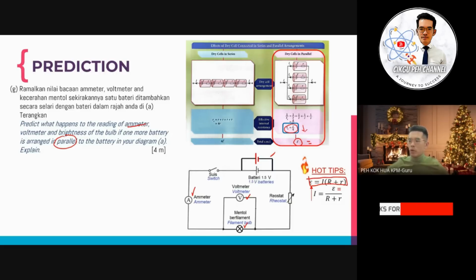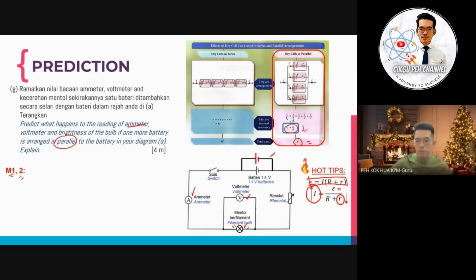This formula you learned already in chapter 3, electricity. The question asks about the ammeter, so we need to know the current. We arrange the formula and we get this. From here you can see the total EMF remains the same, and the change is the internal resistance, which becomes smaller. When R becomes smaller, I increases. So we expect the ammeter reading to increase because the current flow increases. So the brightness of the bulb will also increase, because the brightness of the bulb is directly proportional to the reading of the ammeter. The more current flows through, the brighter the bulb lights up. So this will be the first mark for the prediction for the ammeter and the brightness of the bulb.